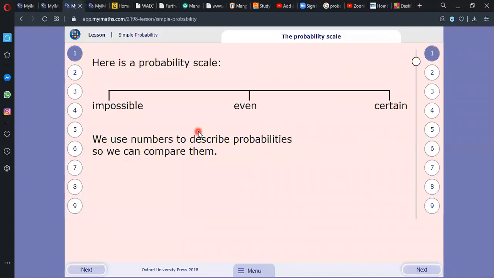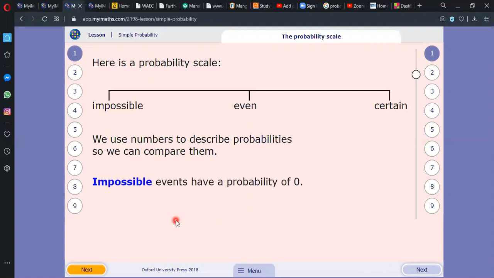We recall from the previous class that this was how we presented the probability scale. Impossible to the extreme left, certainty to the extreme right, and in the middle here we have the even chance, which is the 50-50 chance for an event to happen. Now, we use numbers to describe probabilities so that we can compare the probability of events that we would always have.